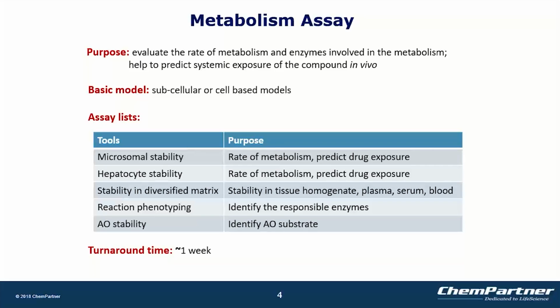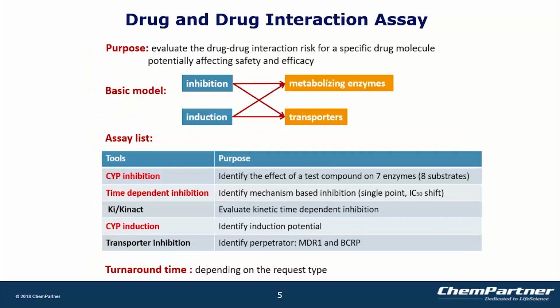So we might think hepatocytes can be a tool, because hepatocytes combine not only phase 1, but also phase 2 enzymes. Certainly, at this stage, we'll also do some stability studies in different matrix, and also reaction phenotyping, also AO stability studies. These are studies we run in about a week. You can have all the data.